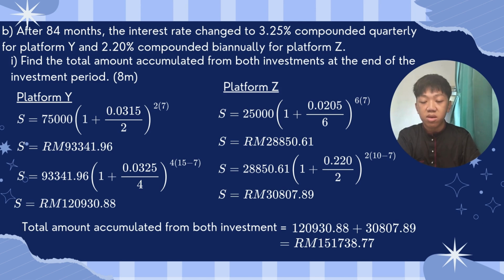1B says after 84 months, both platforms changed the interest rate, so we recalculate each investment in 2 stages: the amount earned before the rate change and the amount earned after the rate change. For platform Y, the money grew in the first stage and continued to grow even more when the new rate started. Platform Z also increased during the first stage and continued growing once the new rate was applied. When we combine the final amount from both platforms, the total money at the end of the whole investment period is 151,738 ringgit and 77 cents.